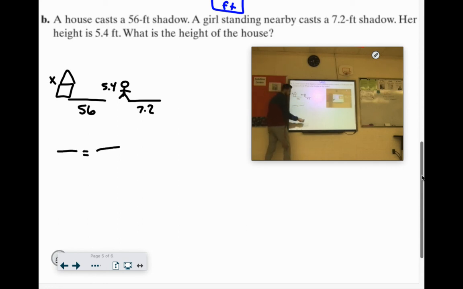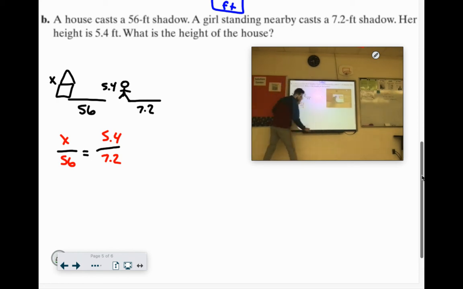That's okay. So let's say the house over its shadow, x over 56, equals the girl over her shadow, 5.4 over 7.2. Now look, the shadow is just a little bit longer than the height of the girl. Right? It's like 1.5 times. So x times 1.5 should be about 56. So if I was guessing, maybe around 38, 40-ish would be a guess.